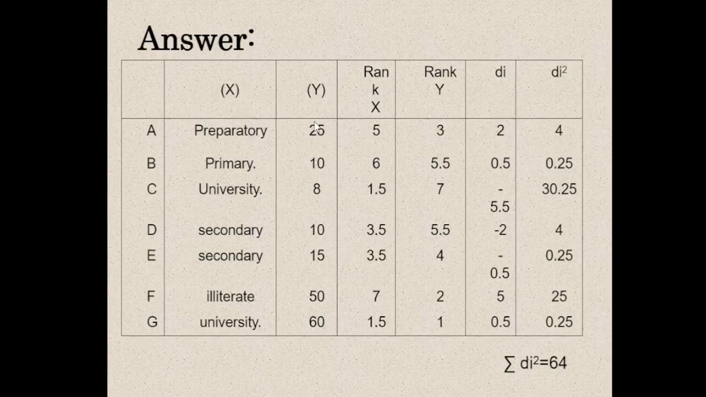Same, we have to apply the ranking method for the salary, that is income also. So the highest income would be ranked 1, then the rank keeps increasing. Now find out the difference. This is the difference, and after that you find out the square of that. Here the difference is 2, 0.5, minus 5.5, minus 2, minus 0.5, 5, 0.5. Based on that, take the square and do the summation.